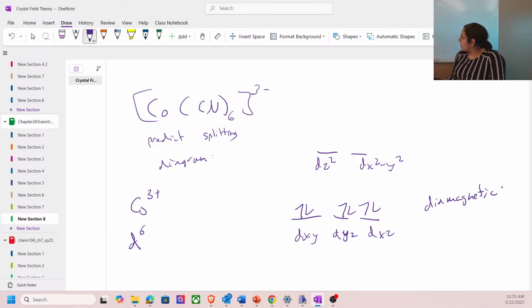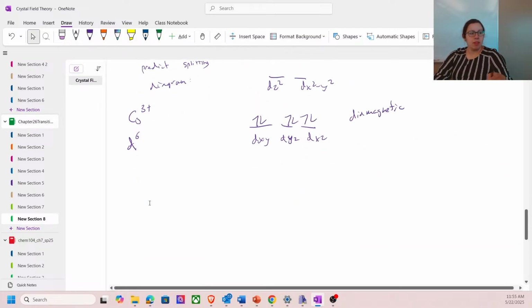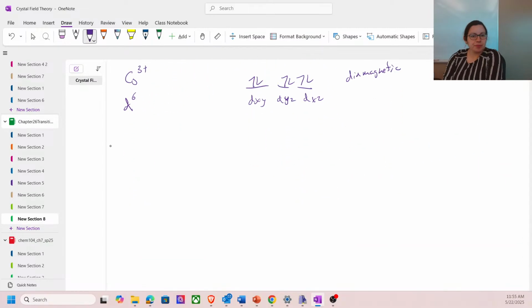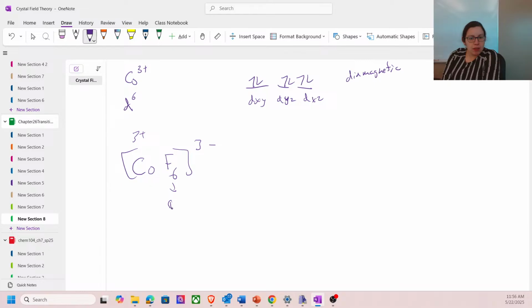And so luckily, if you were the chemist trying to distinguish this, it wouldn't be too hard to test, although that being said, this is not NMR active, but anyways. So then let's try that. What do we predict for CoF6 3-? Strong field, weak field, what would that look like? It's a weak field ligand, and it's in the +3 oxidation state for the cobalt. So good, weak field, so we can sketch that out.